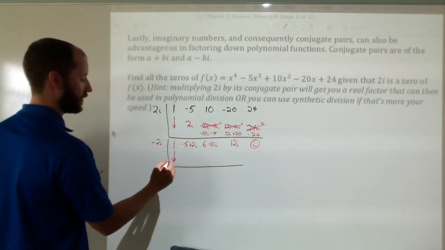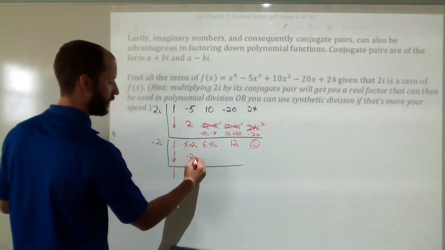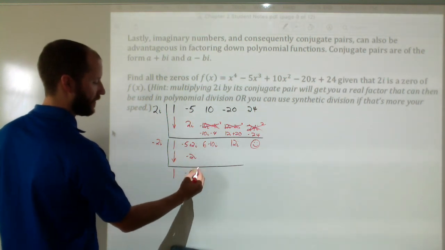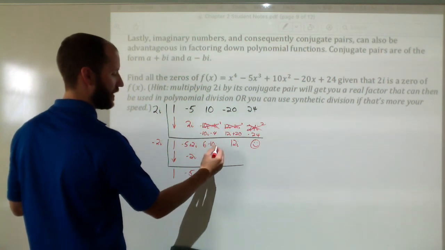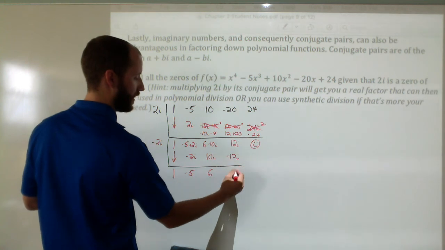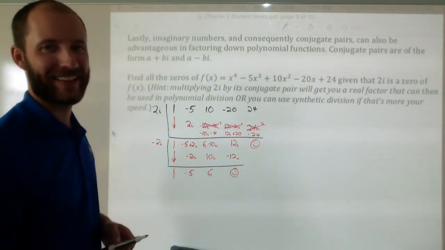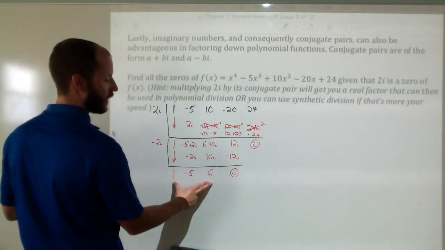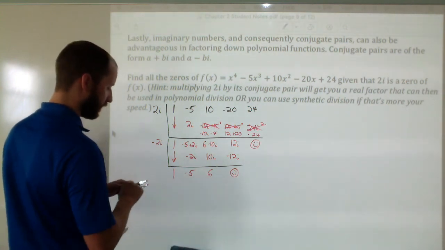So let's bounce. Well, drop the 1, then bounce. Negative 2i times 1, negative 2i. 2i and negative 2i cancel out, negative 5. Negative 2i times negative 5, 10i. The i's cancel out, 6. Negative 12i. Today turned out to be a pretty good day, didn't it? And now we are left with a quadratic. This is 1, negative 5, and 6.